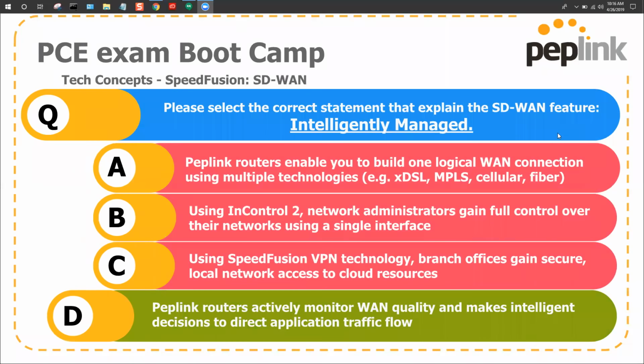The answer is D. If you answered that, you're doing pretty good. Peplink routers actively monitor WAN quality and make intelligent decisions to direct application traffic flow. The heart of the message is once you have the Peplink set up and running, it will go ahead and execute your traffic routing based on the rules you put into play. Set it and forget it.